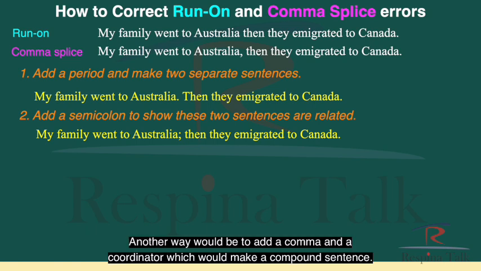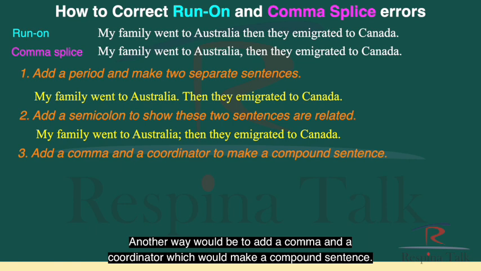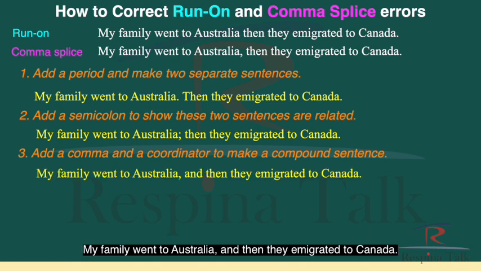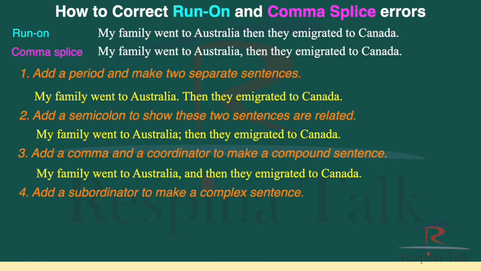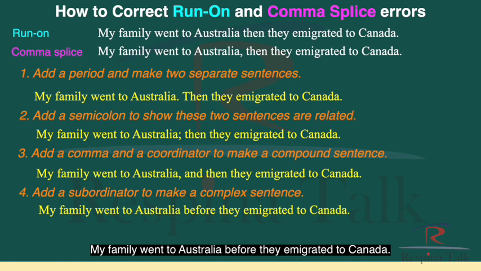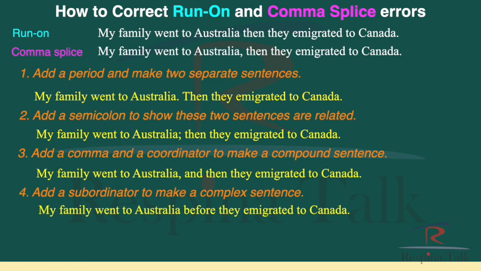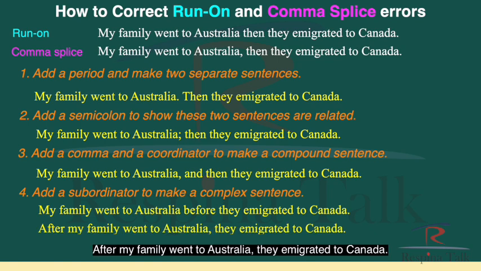Another way would be to add a comma and a coordinator, which would make a compound sentence, like this. My family went to Australia, comma, and then they emigrated to Canada. Finally, you may want to add a subordinator to make a complex sentence, like this. My family went to Australia before they emigrated to Canada. You can also do it this way. After my family went to Australia, comma, they emigrated to Canada.